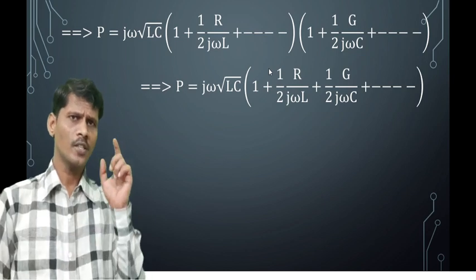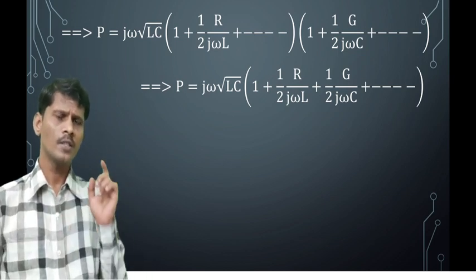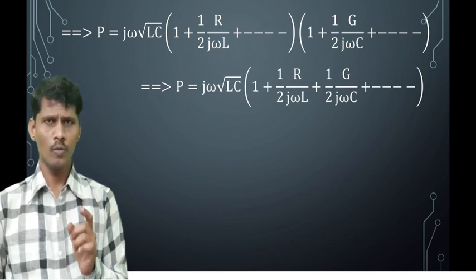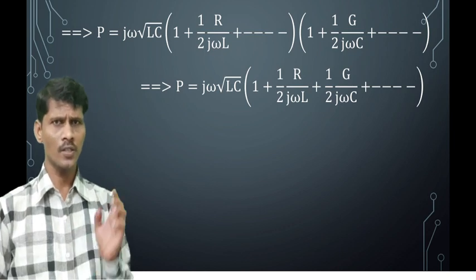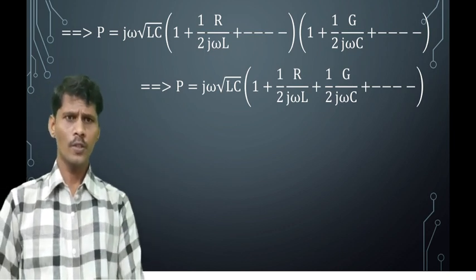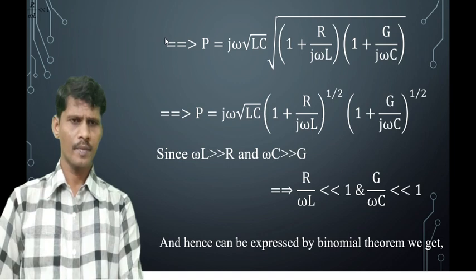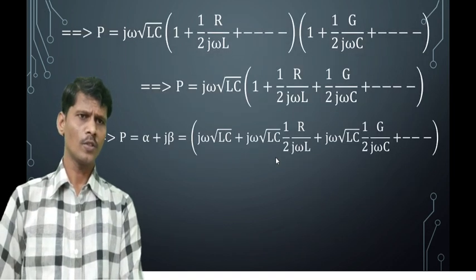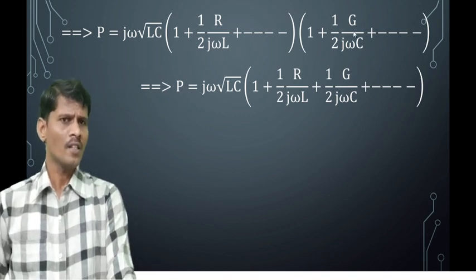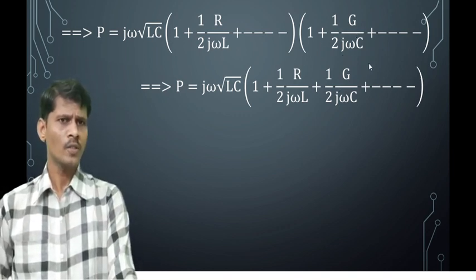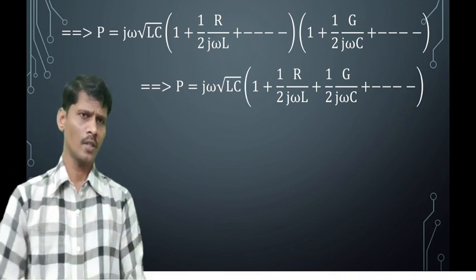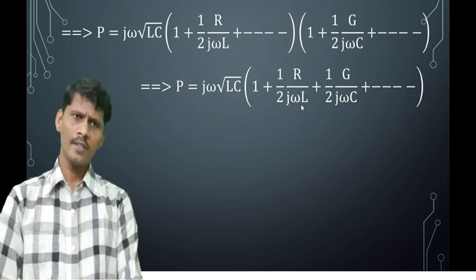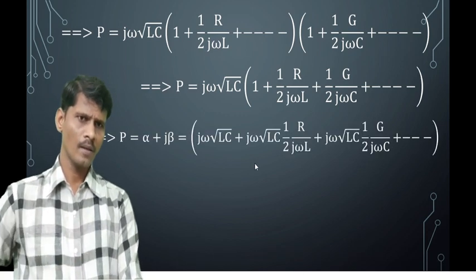plus 1 by 2 into G by j omega C plus RG by 4 j square omega square LC. So using the condition omega L is very much greater than R, omega C is very much greater than G, and neglecting the fourth term. What is the fourth term here? The fourth term is RG by 4 j square omega square LC. Using the condition, removing or neglecting the fourth term, we get this remaining resultant expression.